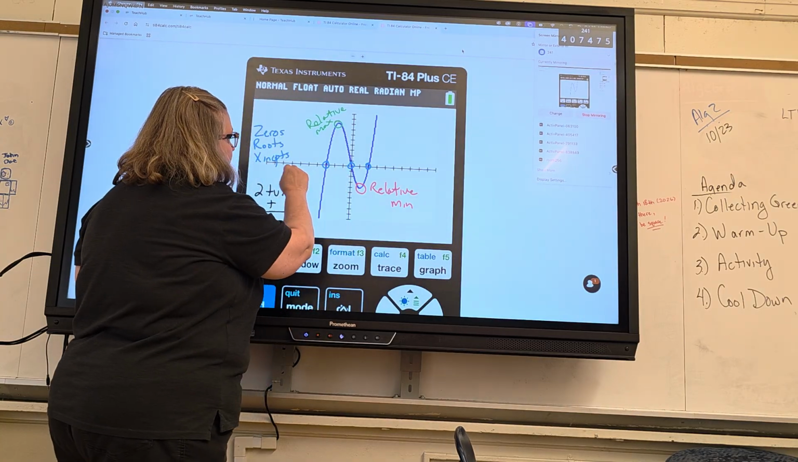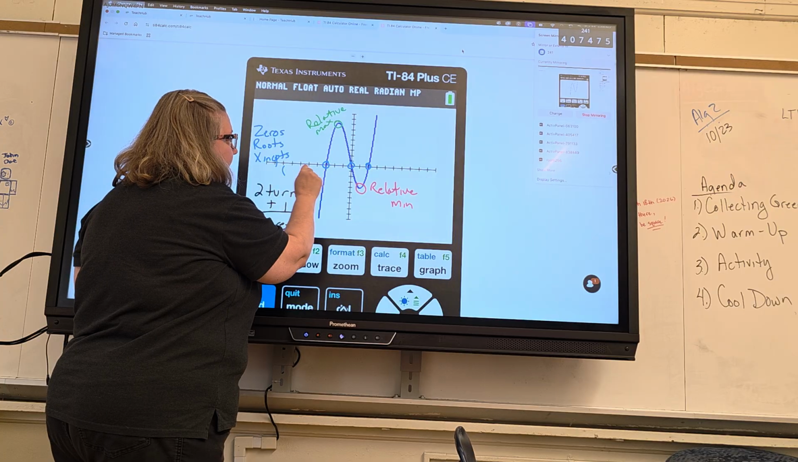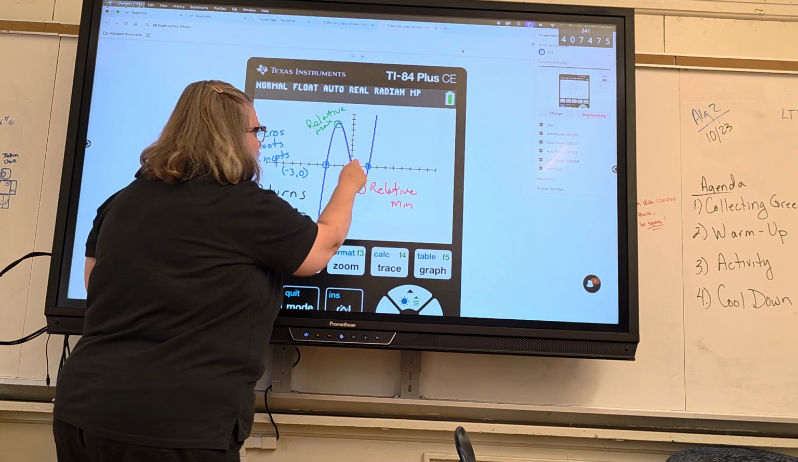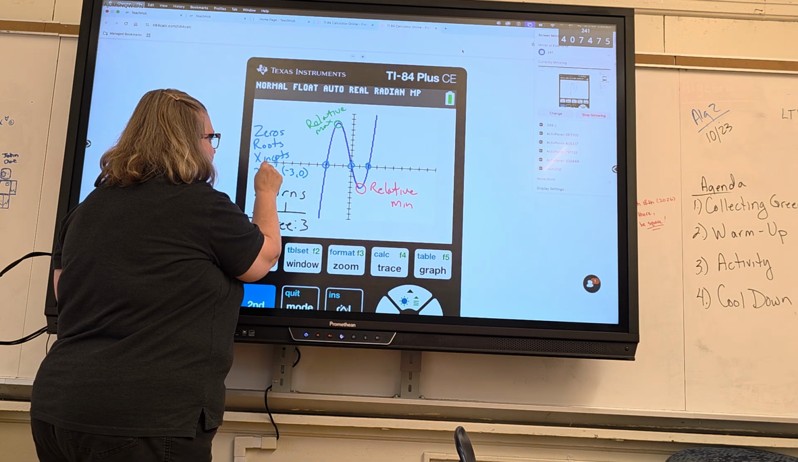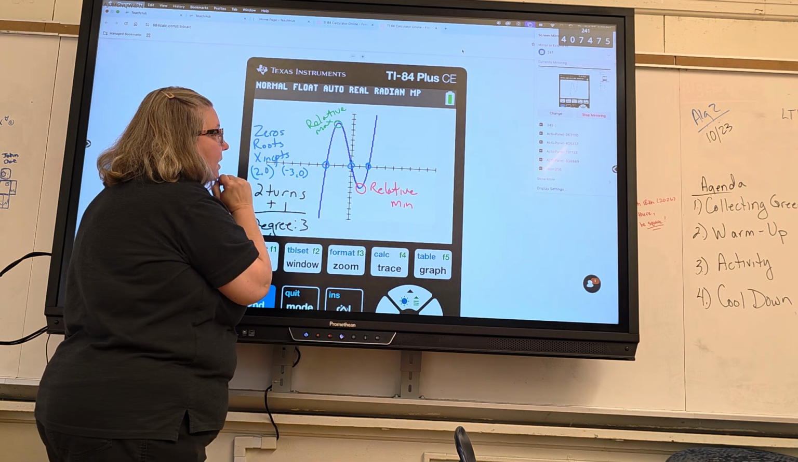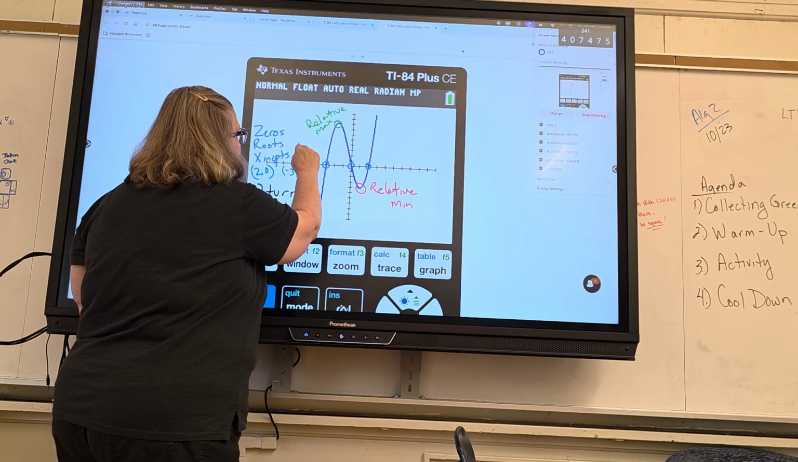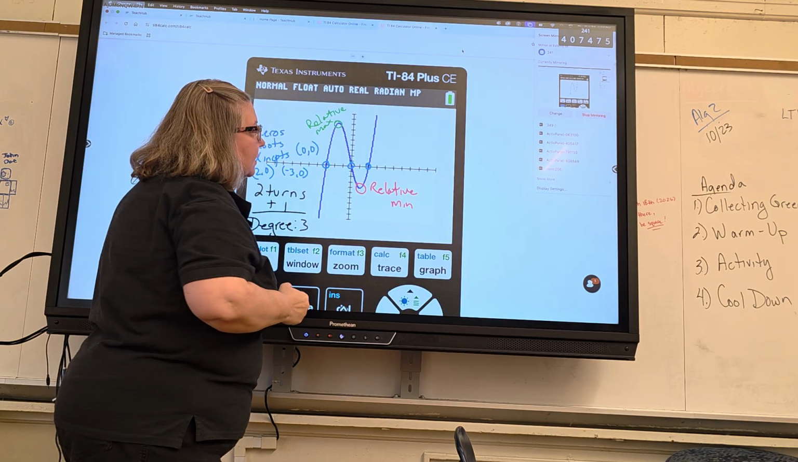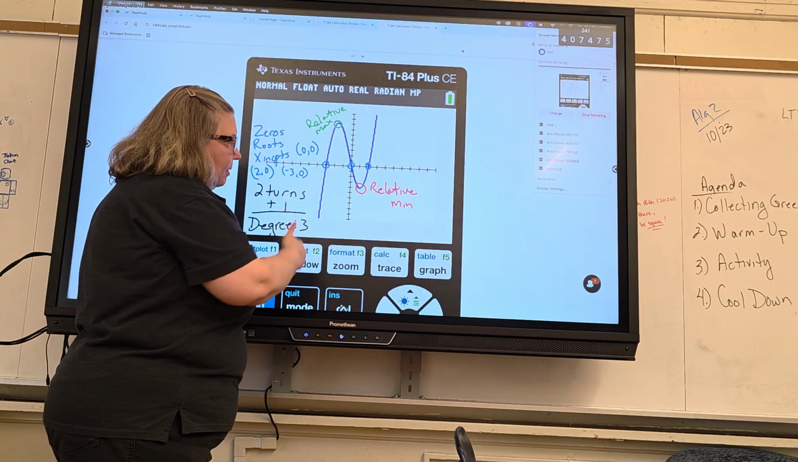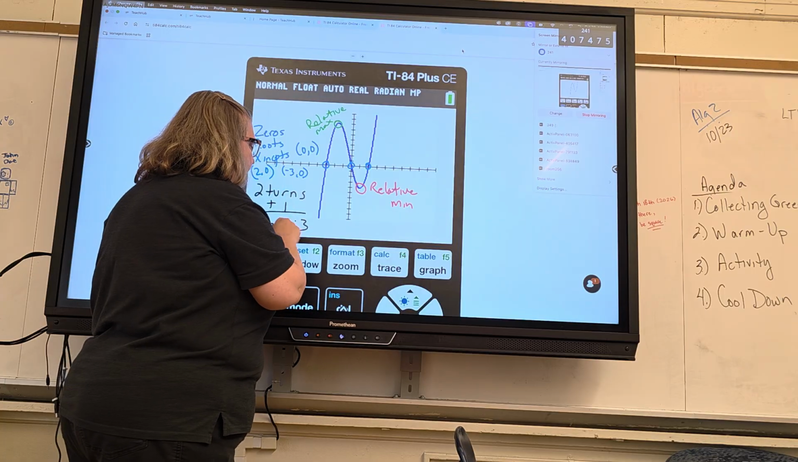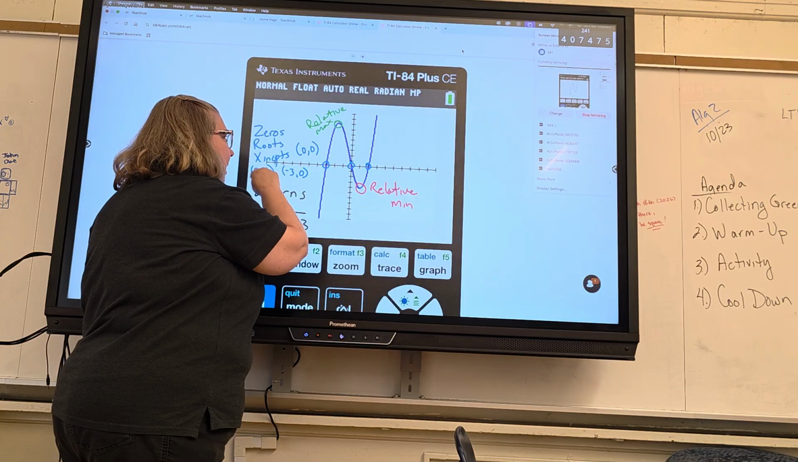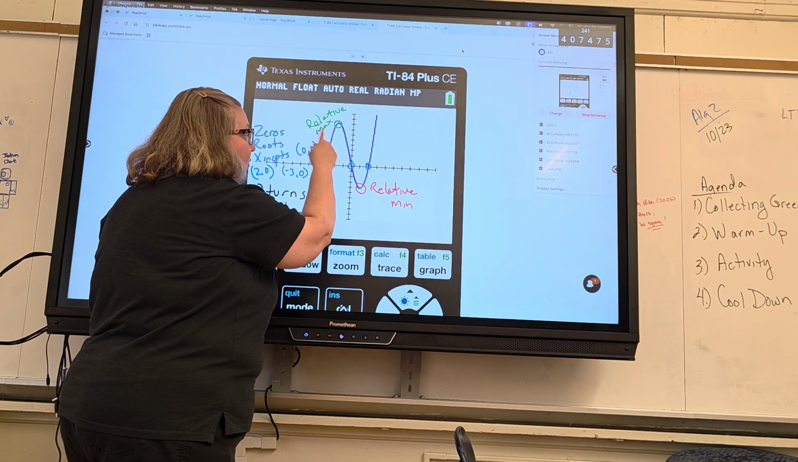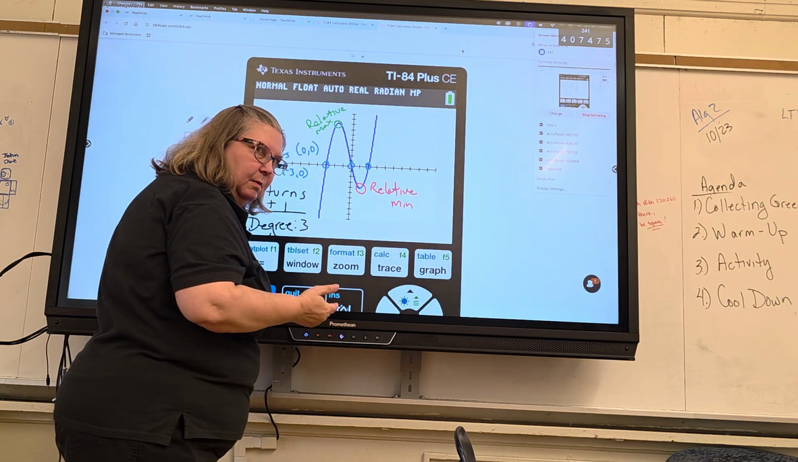So in this case, we would have (-3, 0), and we would have (2, 0), and we would also have (0, 0), which doubles as the y-intercept as well, okay? So when they talk about graphs, they can talk about degree, they can talk about zeros, they can talk about relative minimum and maximum.